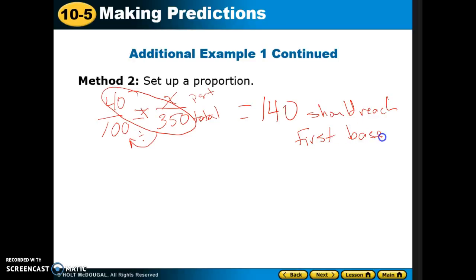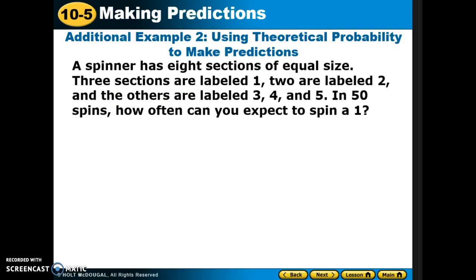And I'm going to tell you right now, if he gets to first base 40% of the time, he is probably playing in the major leagues. That's a really good percentage, okay? So that's what we have for, I'm going to go back. I'm going to stop for just a second and go to the next. So that was using experimental probability.